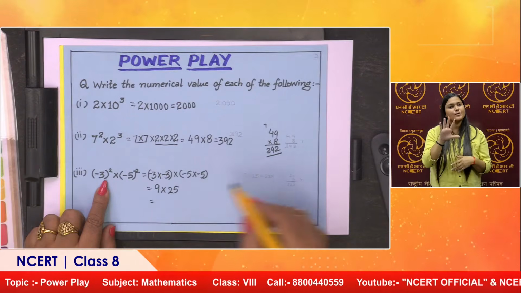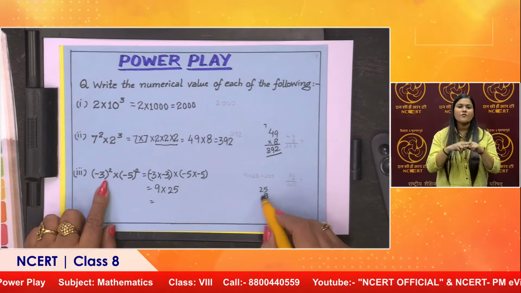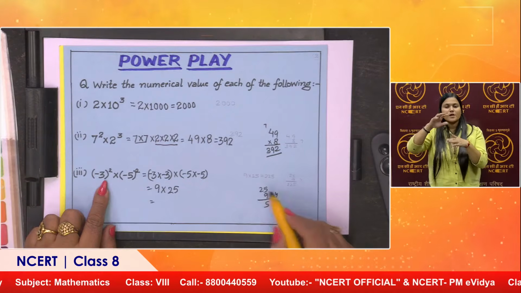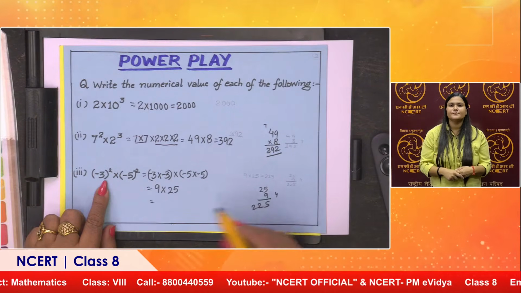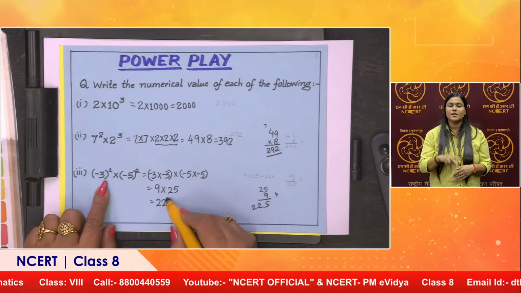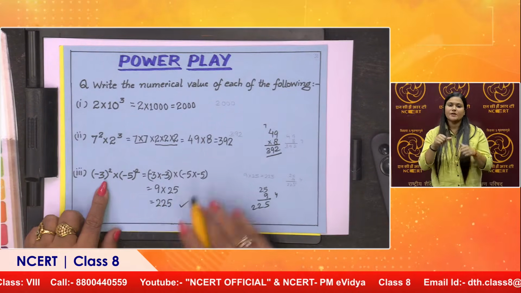Now, if I multiply 25 by 9, 9 5s are 45. 18 plus 4 is 22. So, we have 225 as the answer. I hope it is clear. Yes, it's very clear, ma'am.